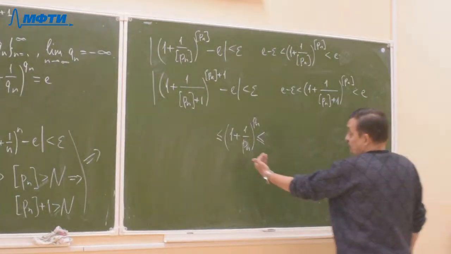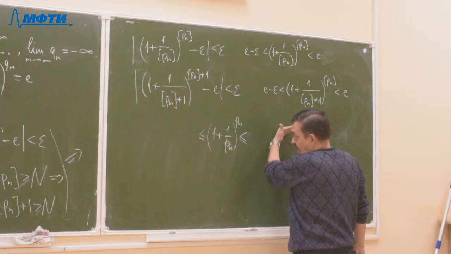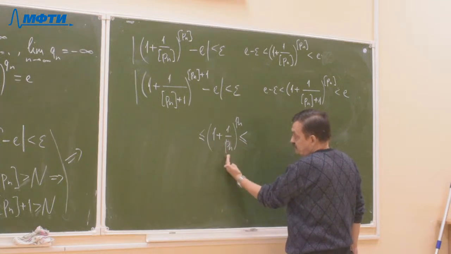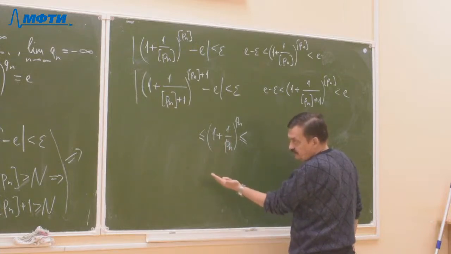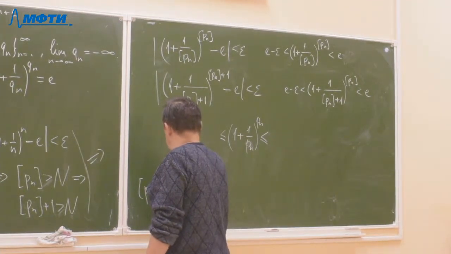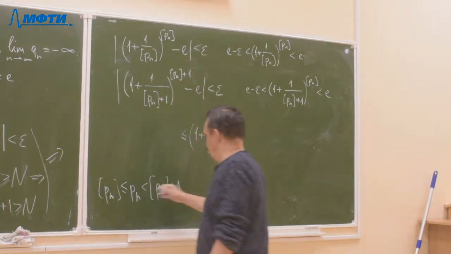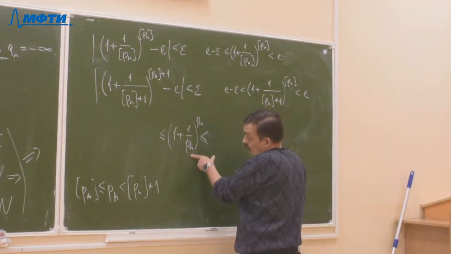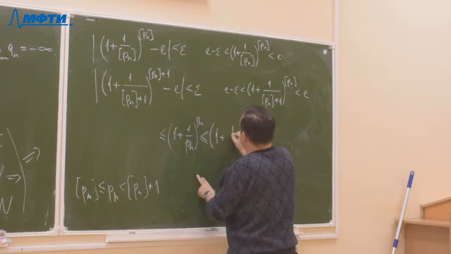So, above. To make an estimate above, I should take something smaller than this Pn. What is smaller? Integer part. Recall, integer part of Pn is less or equal Pn, less than integer part of Pn plus 1, by definition of the integer part. So Pn is greater or equal than integer part of Pn. I will use this one.